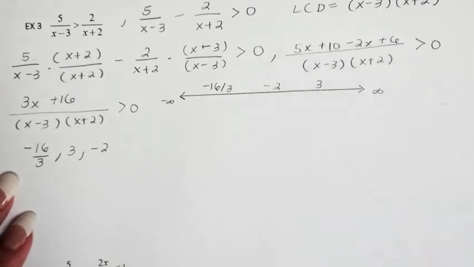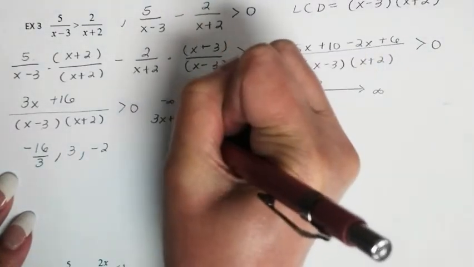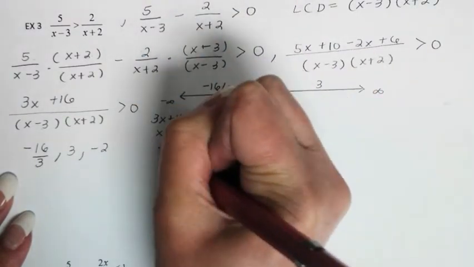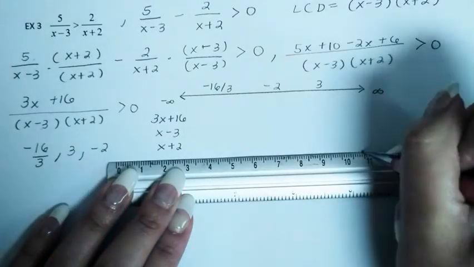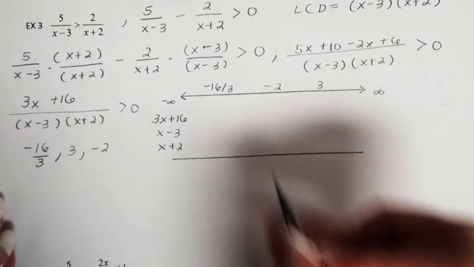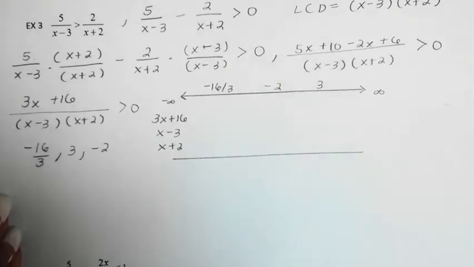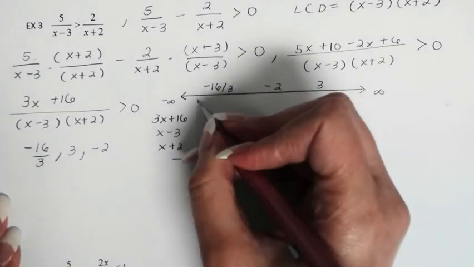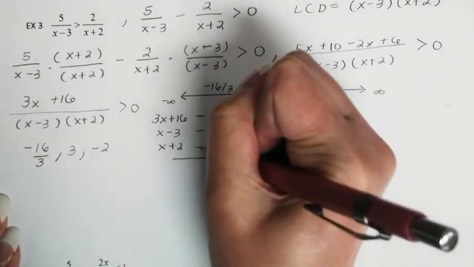Okay, so the factors that we have, let me list them. It's going to be 3x plus 16. The second factor is x minus 3, and the third factor is x plus 2. Let me just do my little line here so you can see everything. I'm going to select a number between negative infinity and negative 16 over 3. You can just select something safe, like negative 10. If you plug negative 10 in, this is going to be negative, this negative, and this negative.